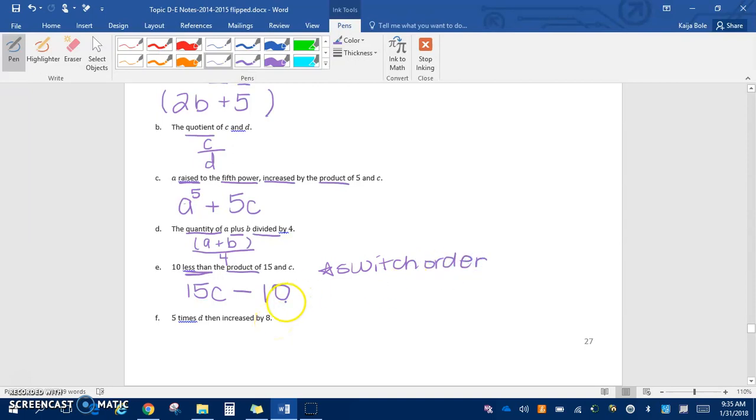Right, and then F, we have 5 times D, then increased by 8. So we have times and increased. So 5 times D would be 5D, and then increased means to add, so we would add 8.